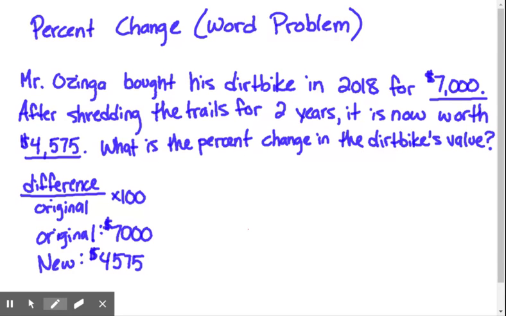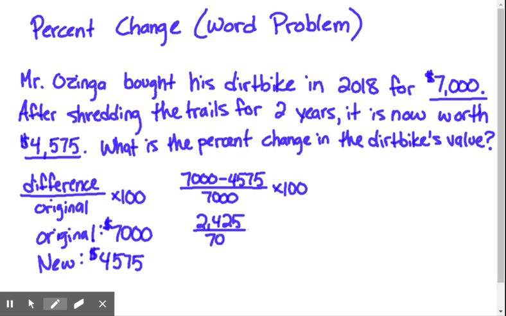The formula says I need to find the difference first. So remember, we do the biggest number minus the smaller number. I want to keep things positive. So I'm going to go ahead and subtract my original and new. I'm going to divide it by the original value, and then I'm going to multiply it by 100. Okay, the difference, on your calculator, you can do that. You can do it by hand if you wanted to, but the difference here is going to be 2,425. We're dividing that value by the original of 7,000, and then we're multiplying that by 100.